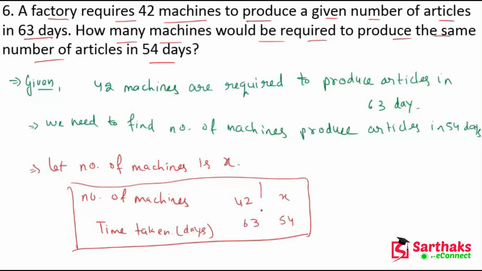Now we have to identify whether the relation between these two variables is direct proportion or inverse proportion. Here you can see that if the number of machines increases, then the time taken to produce the articles decreases. So we can say that these two variables are in inverse proportion.